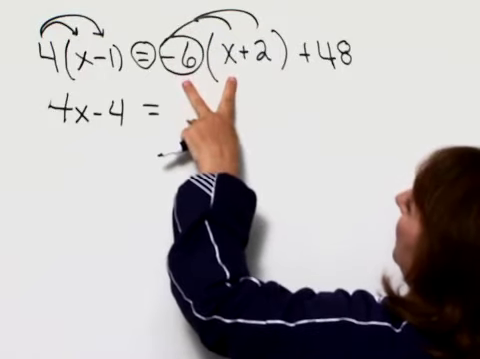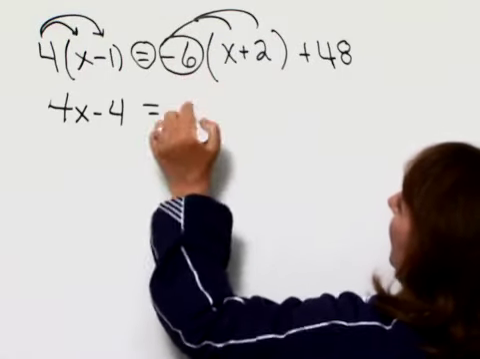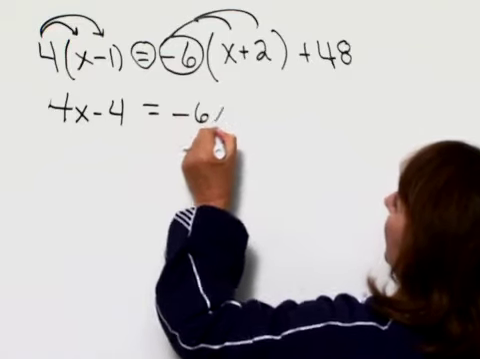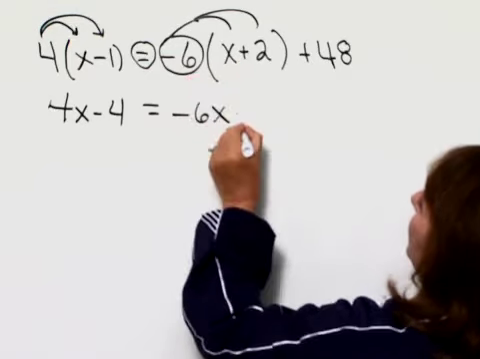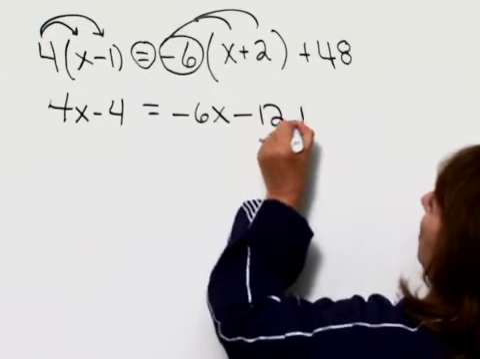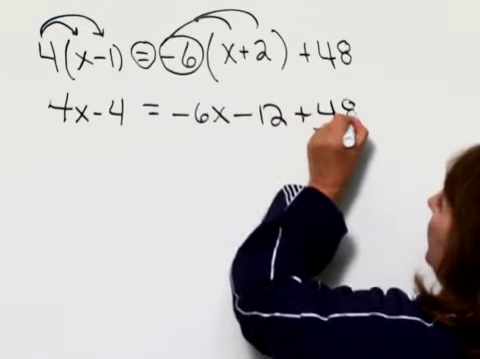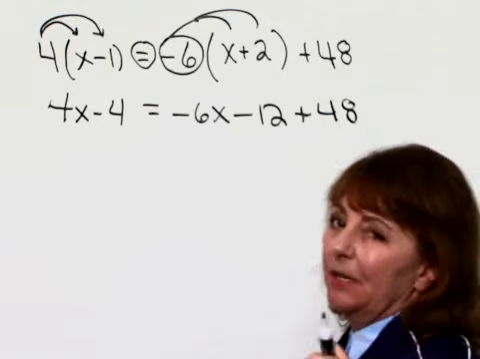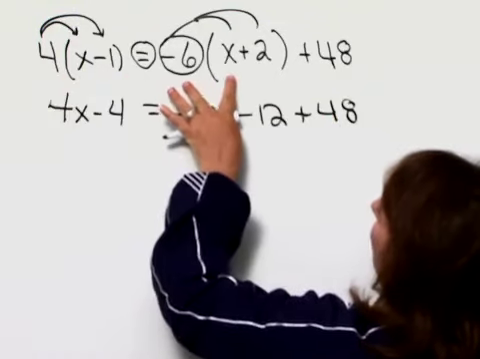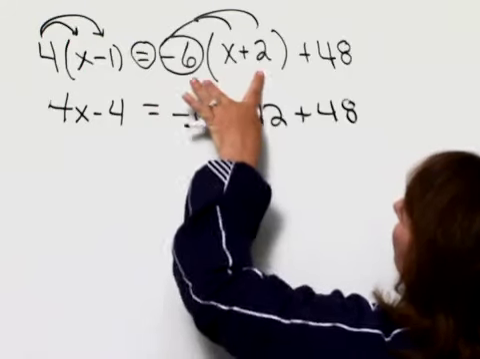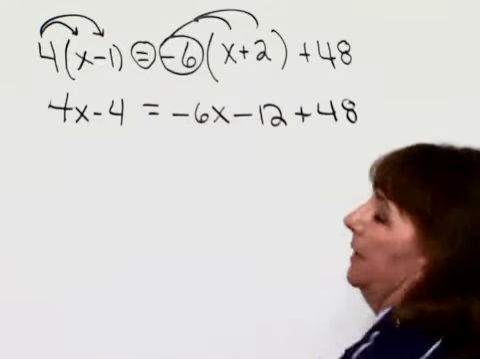Because what we have here is negative 6 times x, negative 6x. Negative 6 times positive 2, negative 12 plus 48. Now take a moment and double check your signs. 4x minus 4, negative 6x, negative 12 plus 48.